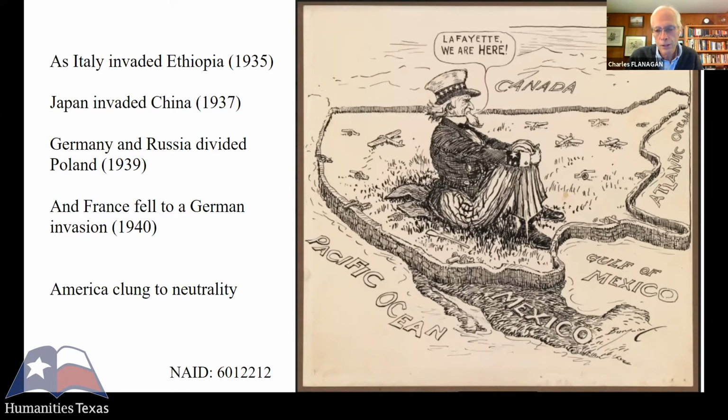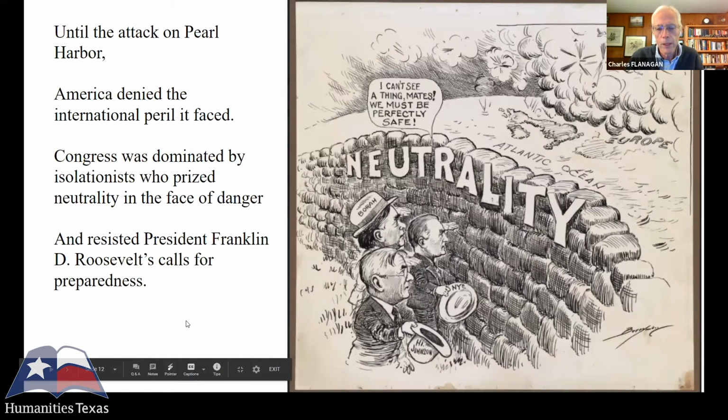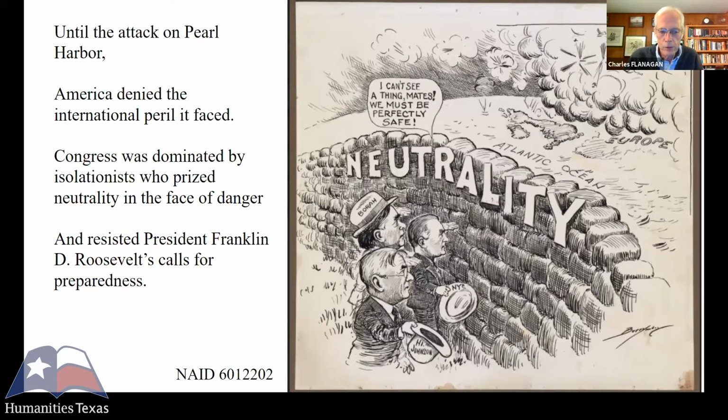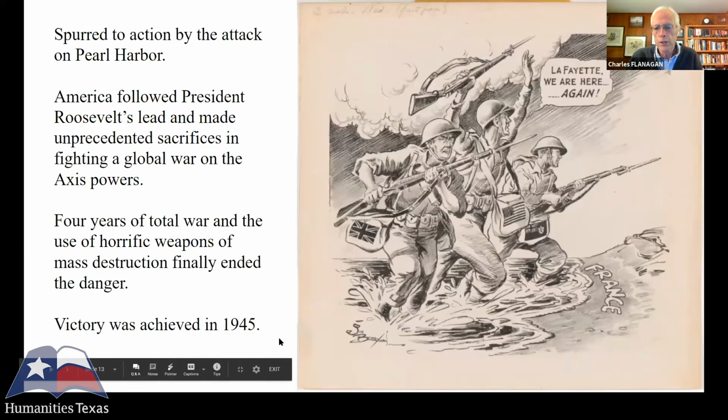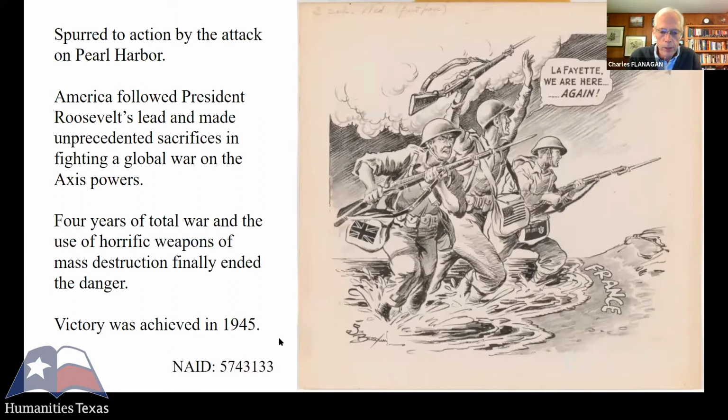But America clung to neutrality behind its defensive wall and did not see itself as getting involved in those disputes, because until the attack on Pearl Harbor, America denied the international peril that it faced. Congress was dominated by isolationists who prized neutrality in the face of danger and resisted President Franklin Roosevelt's call for preparedness. So all the cartoons I showed you up to this point are in the ebook America and the World. The rest of them are from the other book of visual history.